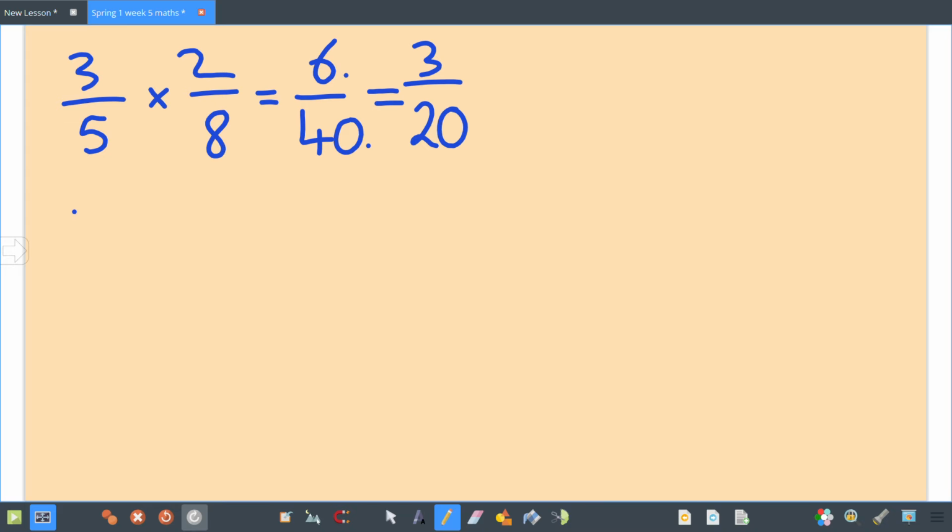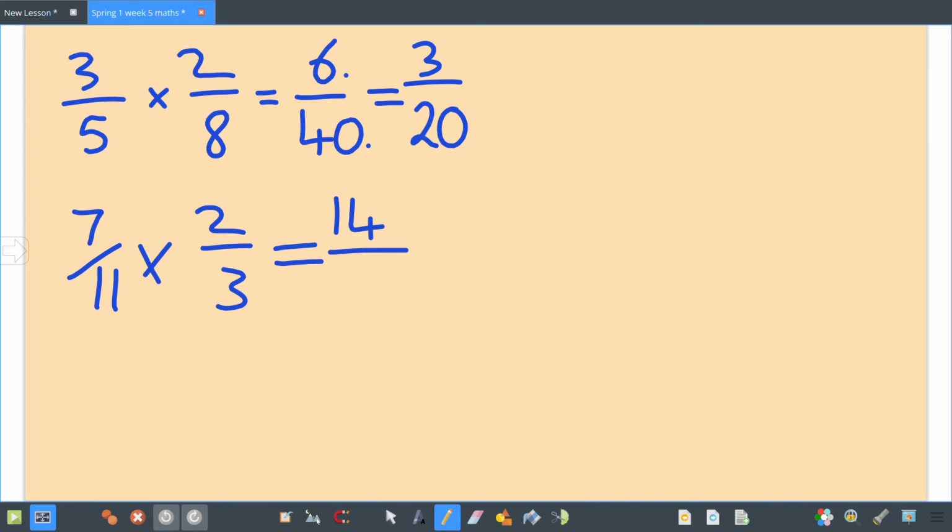So let's look at another one. 7/11 times by 2/3. See if you can figure out this answer while I'm doing it. So multiply your numerators together. 7 times 2 is 14. Multiply your denominators together. 11 times 3 is 33. Now I'm looking at it, one's odd, one's even, so I can't divide by 2. So I'm thinking, is 14 in my 3 times table? No, it's not. So I don't think I can simplify that one any further.